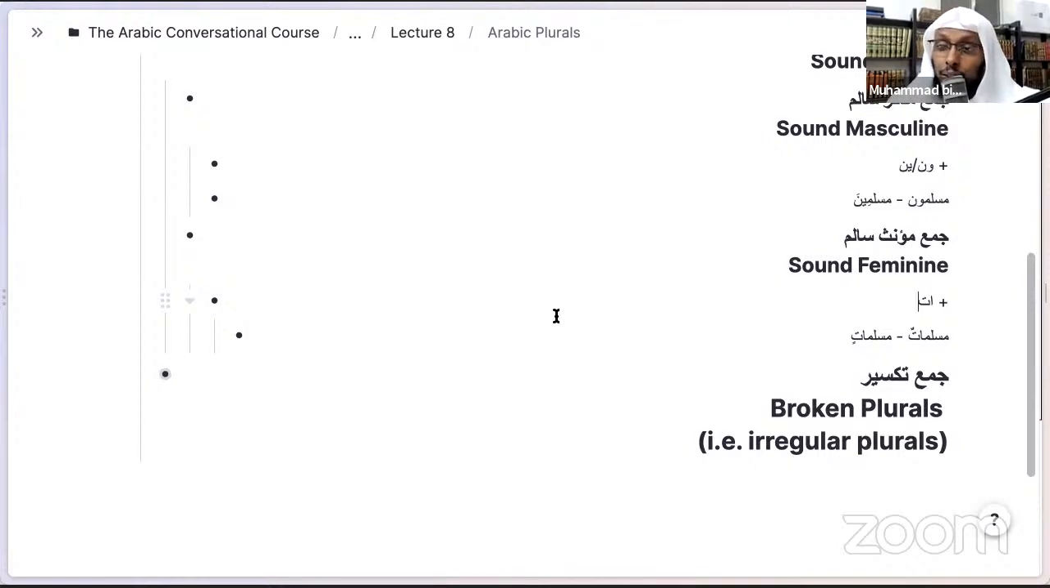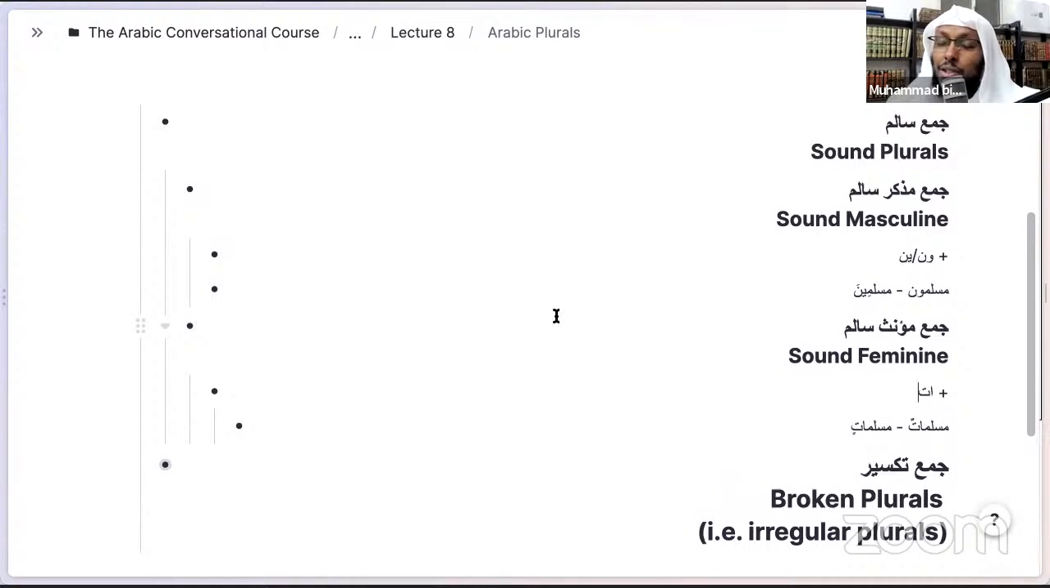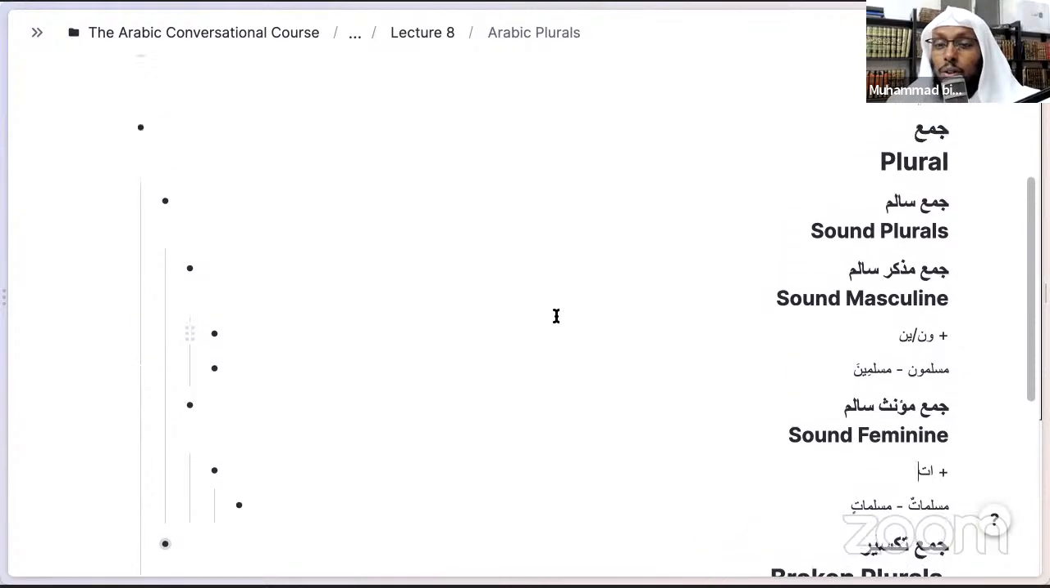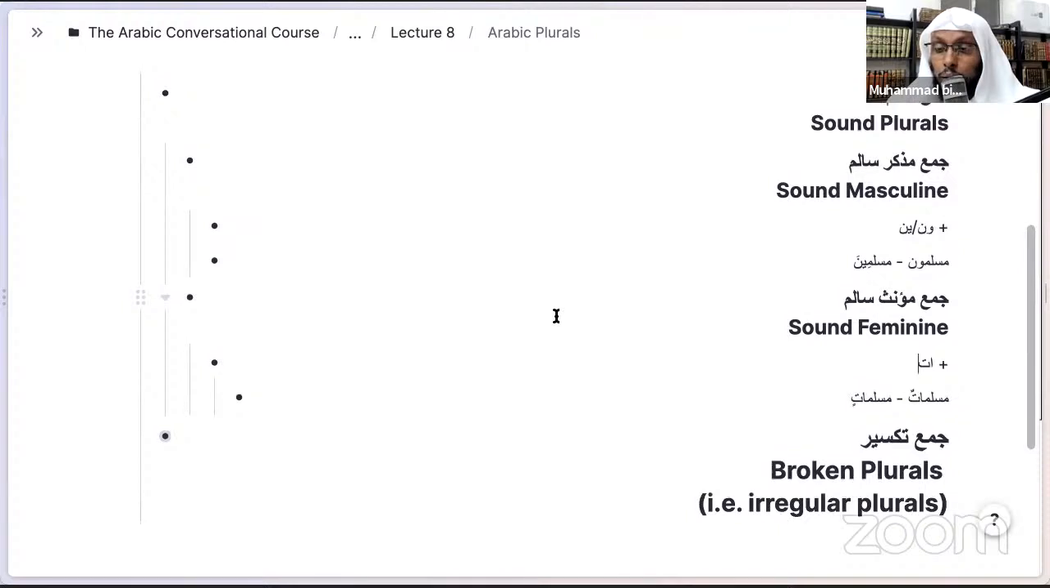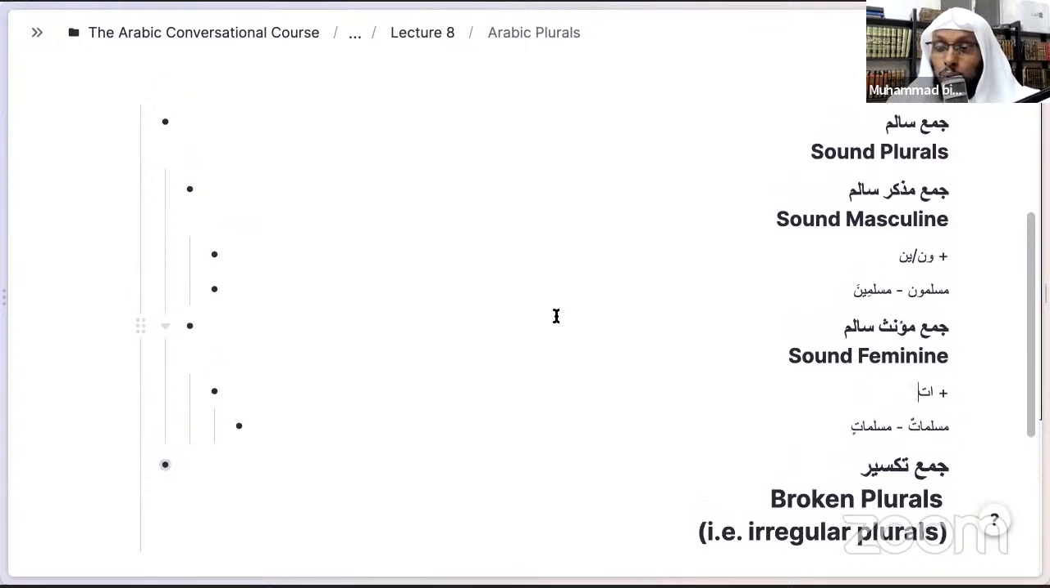Now, what's the difference between جمع تكسير and جمع مؤنث سالم or the جمع سالم? Why are these sound plurals and these broken plurals? Who knows? What do we use sound plurals for? And what do we use broken plurals for? Generally speaking, what's the general rule here? Who knows? Answer in the chat, inshallah.